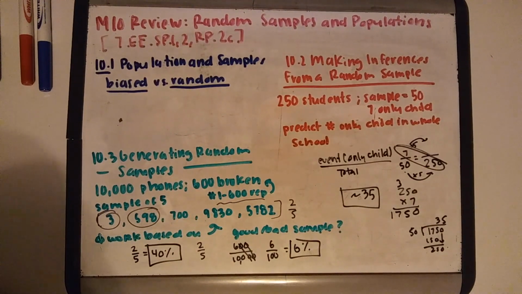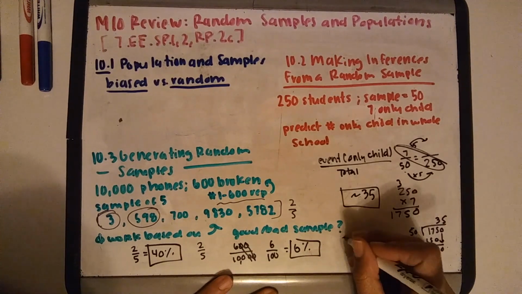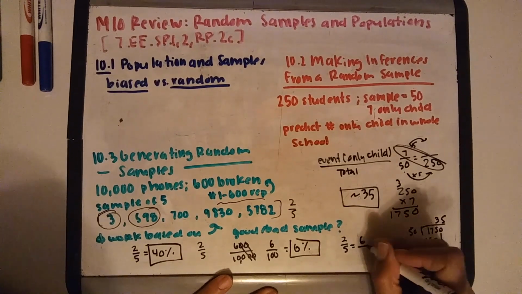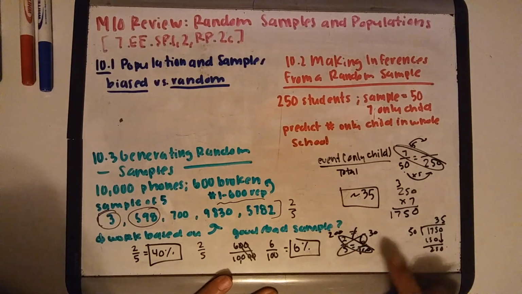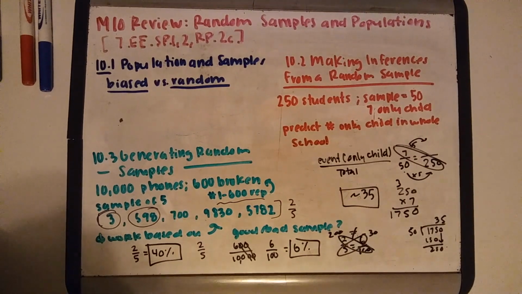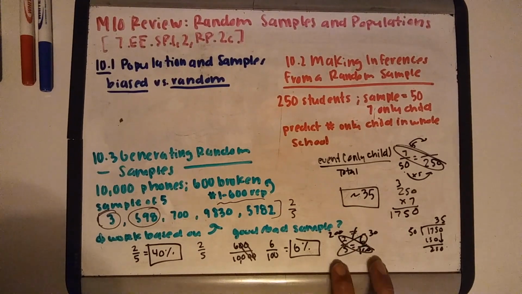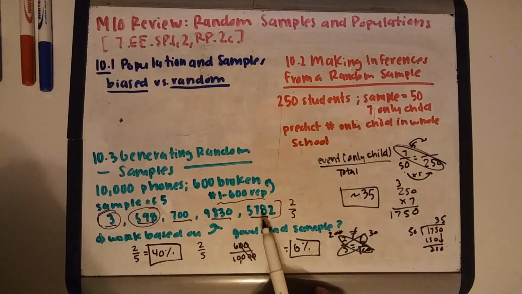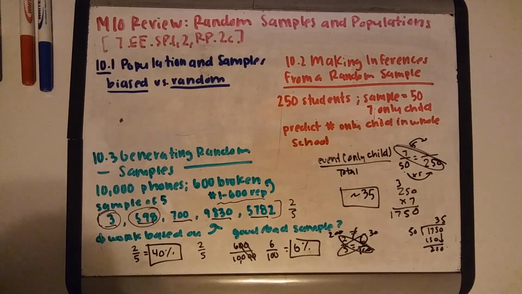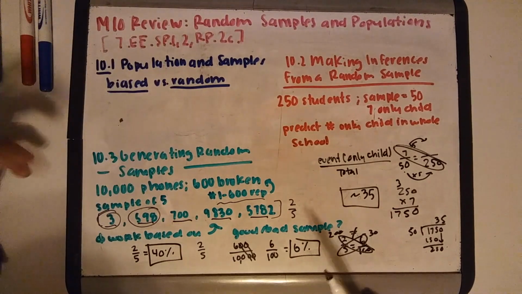The other way you can do it too, but it's not going to be as effective, is you go 2 over 5 and cross multiply: 2 times 50 is 100, and 5 times 3 is 15. They're not equal, so right away you know there's a big difference, because when they're the same, then the two fractions are the same. So this is a bad sample because it's very small. You only picked 5 to represent those 600 broken phones. This is not a good sample because it's too little compared to the big batch of phones.